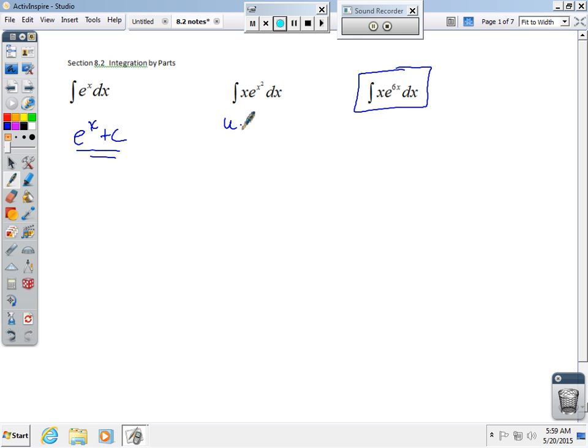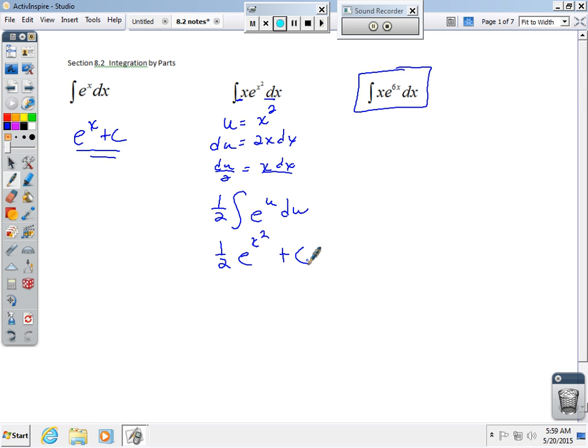This one we can use substitution: let u equal x squared, du is equal to 2x dx, so du over 2 equals x dx. And again, that matches up with our x dx. So now when we integrate this, it's going to be 1/2 integral of e to the u du, and that's going to be 1/2 e to the x squared plus c. But now we get to this third example. If we try to use u substitution, we get u is equal to 6x, and du is equal to 6 dx. We have this extra x that's in the problem.